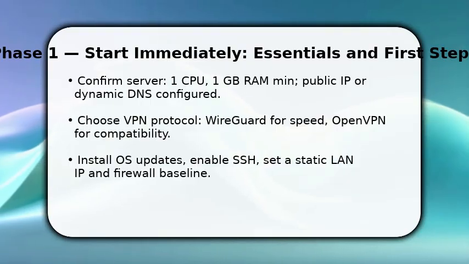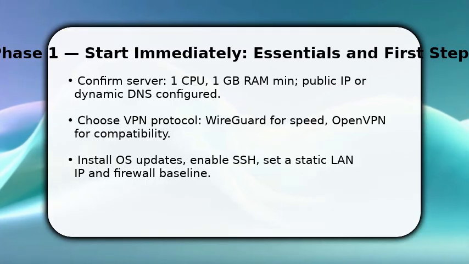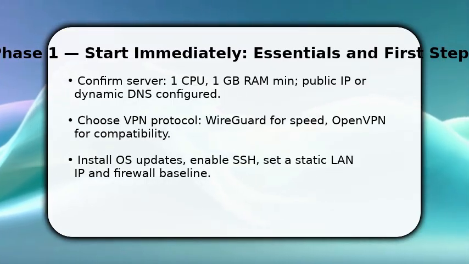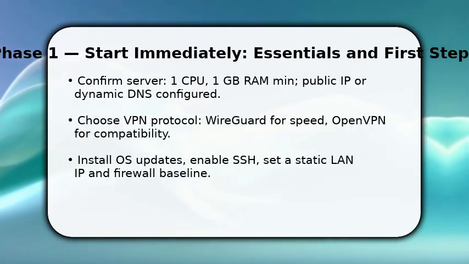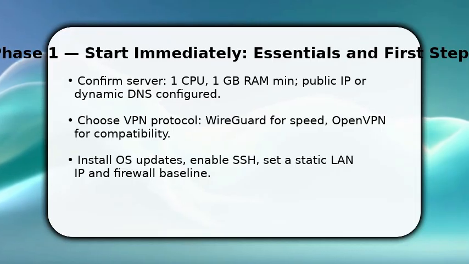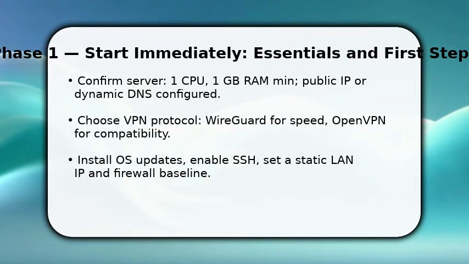You start by preparing the host so the service runs reliably. Install updates, enable SSH for remote access, and assign a static LAN IP. This prevents address drift. Once done, pick a protocol. WireGuard if you want simple, fast tunnels, OpenVPN if you need broader client support.